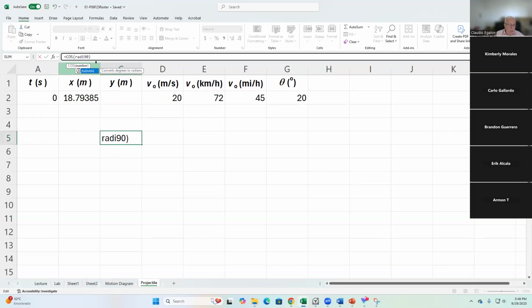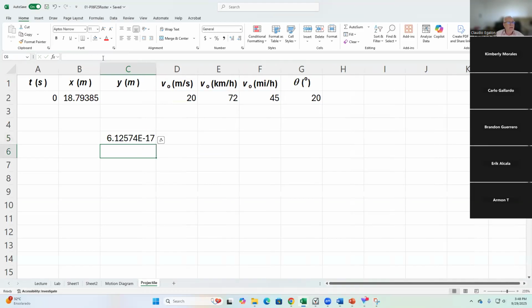So first you have to convert this 90 degrees into radians, and we use the radians function. And now we get a very small number. We don't get exactly 0, but we get a very small number. See that 10 to minus 17 is, for all practical purposes, 0. Okay, so I did the right thing.